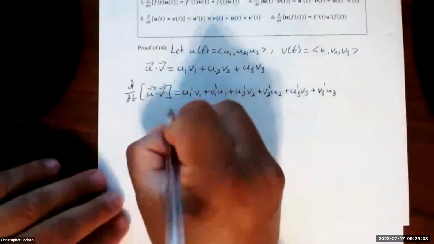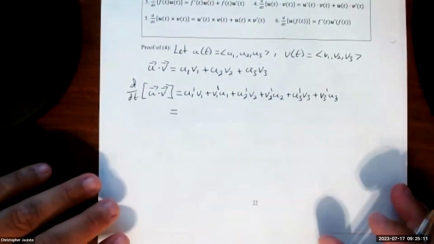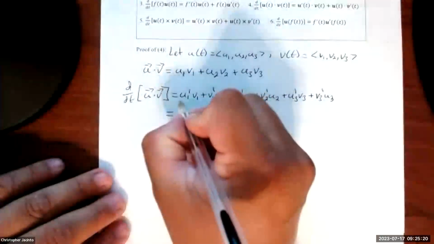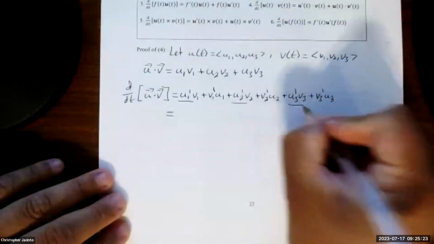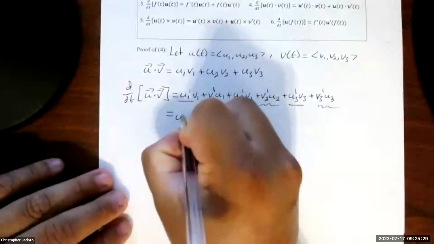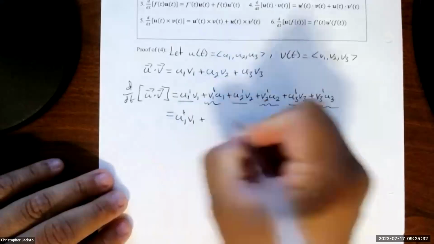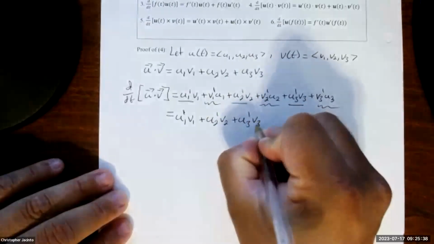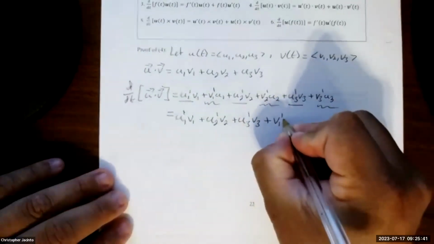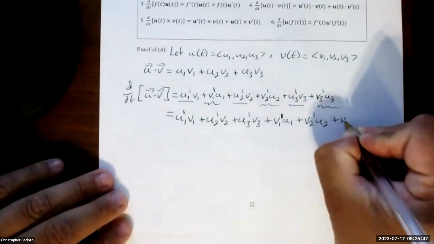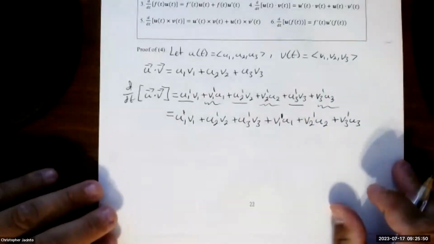So now all I'm going to do is collect all the u1 prime, u2 prime, and u3 prime and put them here, and all the v1 prime, v2 prime, v3 prime and put them on that side. In other words, I'm going to put that and that together, and this and then that together. So I'm going to have u1 prime v1 plus u2 prime v2 plus u3 prime v3, and then plus the other one: v1 prime u1 plus v2 prime u2 plus v3 prime u3. I just organized it in that format.